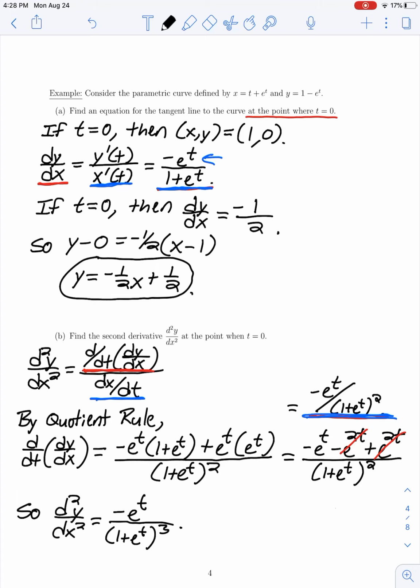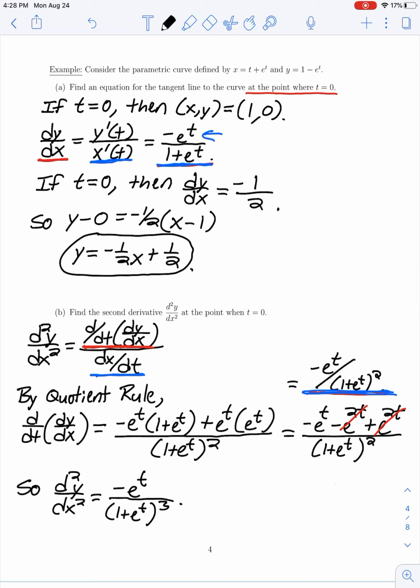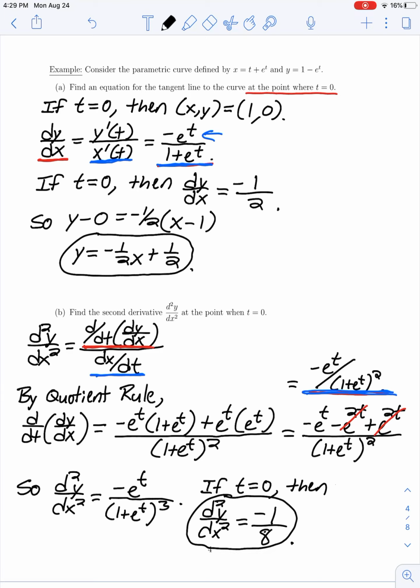So we're interested in this second derivative at the point when t is equal to 0. So let's finish out this problem by evaluating at t equals 0. So here, if t is 0, then our second derivative of y with respect to x is given by negative e to the 0, or negative 1, divided by 1 plus e to the 0, so 1 plus 1, or 2 cubed. So 2 cubed would be 8. So this is the value that we're interested in.